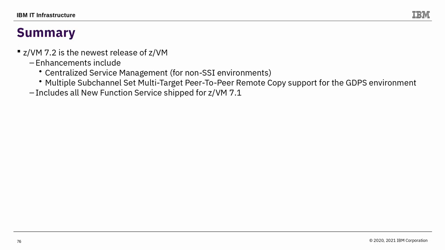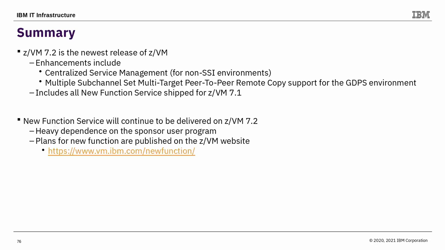Enhancements include CSM, which, as Dave says, you will be hearing about tomorrow if you attend that presentation. And for GDPS users, the multi-target PPRC stuff is in there now, along with all new functions shipped for 7.1. 7.2 is still the current release, so new function is still continuing to be delivered on 7.2. Go and have a look at that new function page to see what's there now and what's coming.